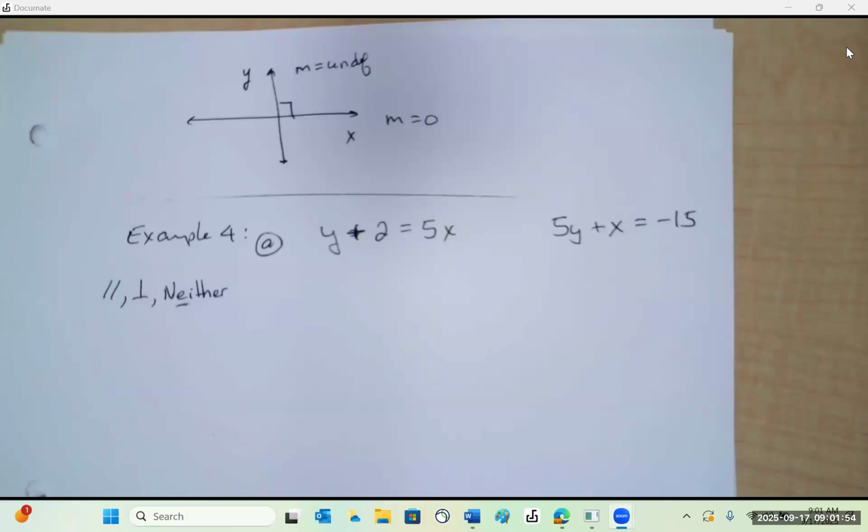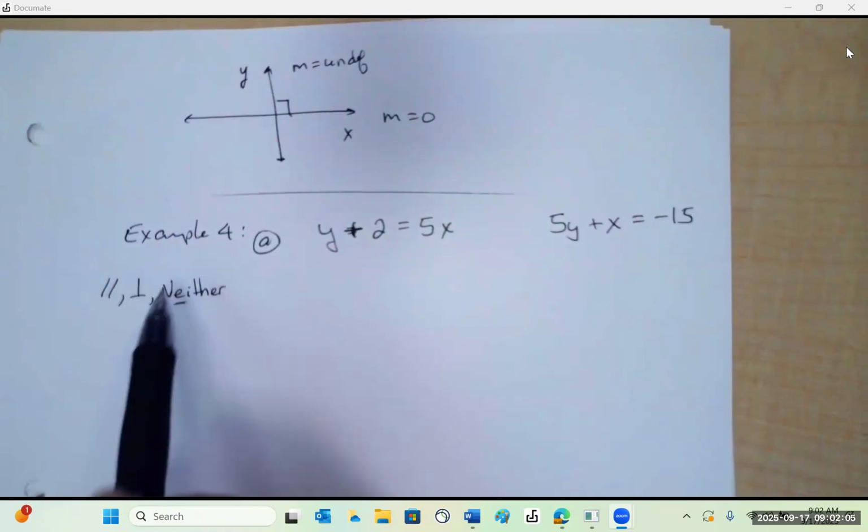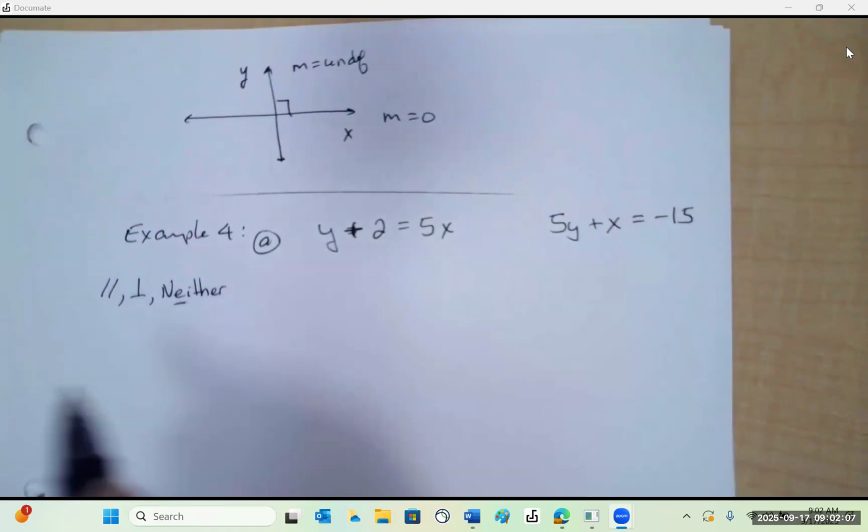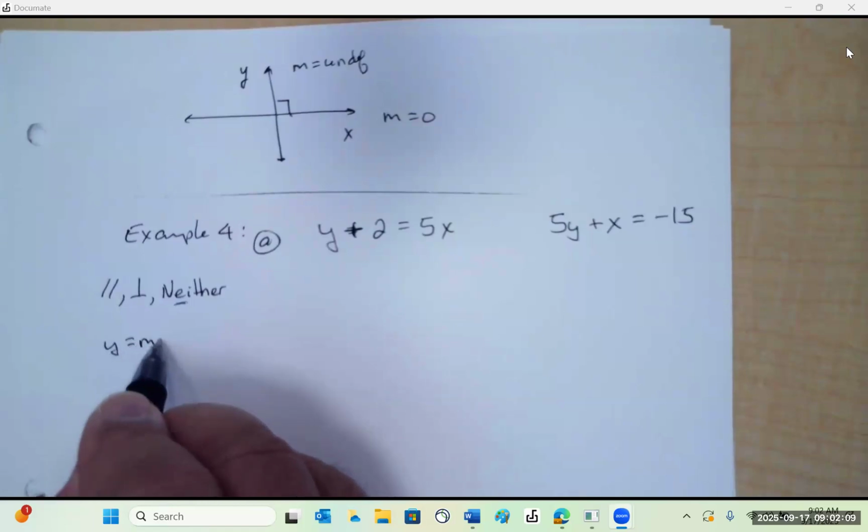What do you have to do first? Solve for y. Because in order for us to tell if it's parallel, we have to know what the slopes are. We have to put it in this form.